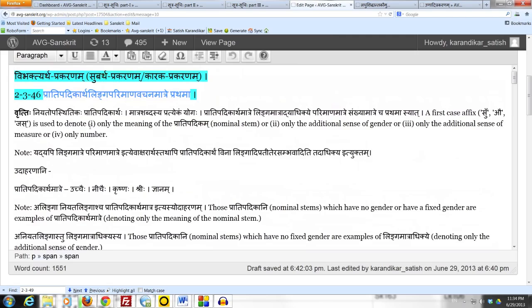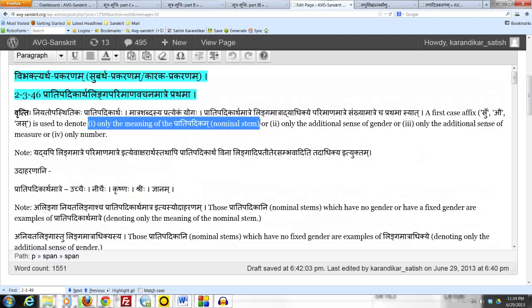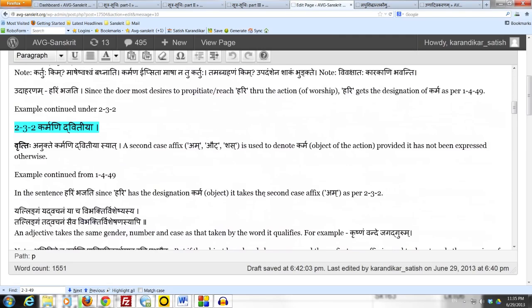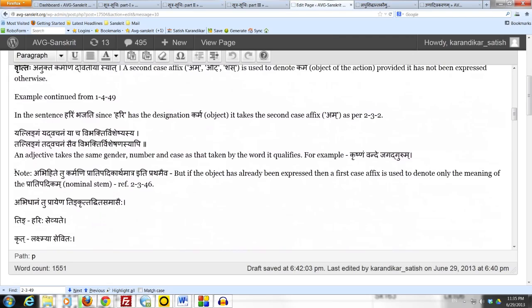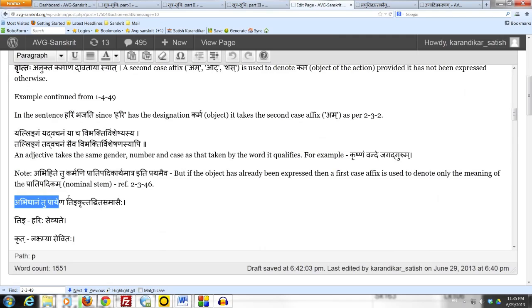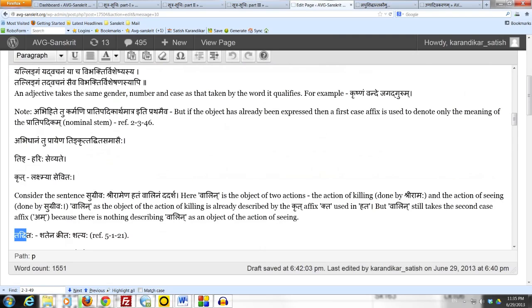So basically, when the karmatvam, the objectness, is already described by something, then what remains is only the pratipadikartha, and then that dictates that the prathama vibhakti should be used as per 2346. The question is, what describes the objectness? The answer is given as Abhidhanam tu prayena ting krit taddhita samasaih, which means that for the most part the description is done by either a ting affix or a krit affix or a taddhita affix or a compound samasa.